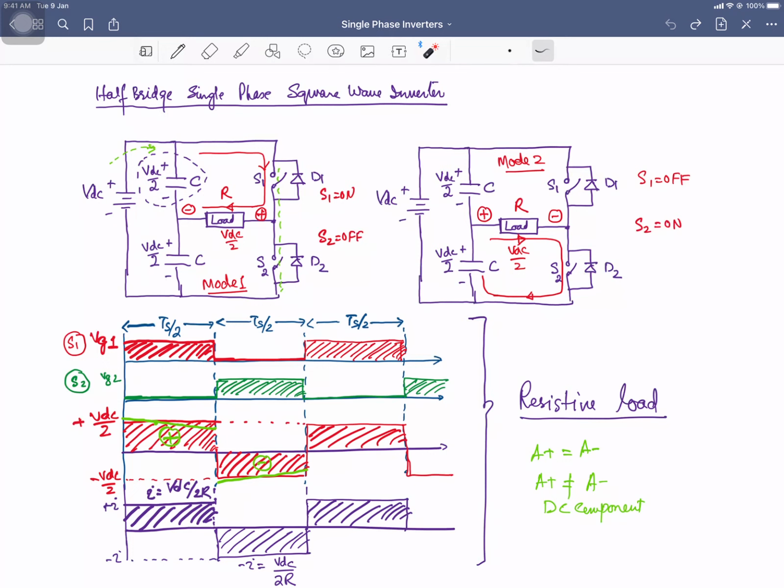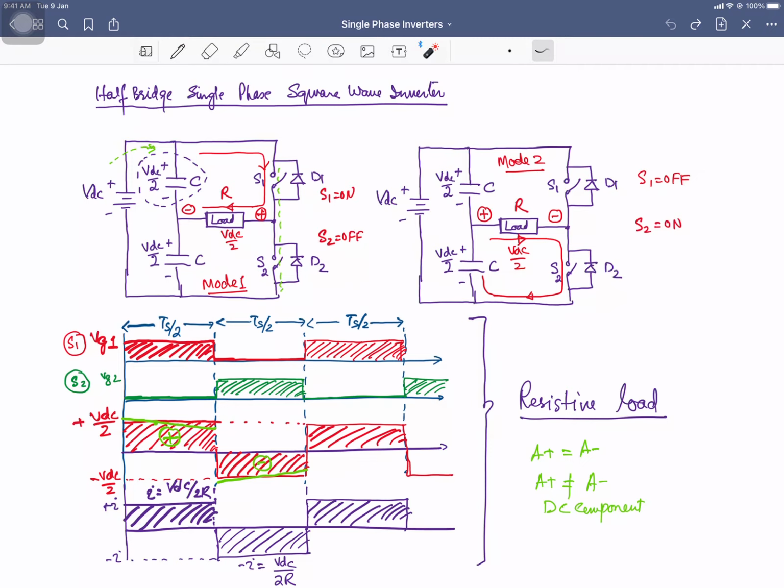Bismillah Rahman Rahim. In the last lecture, we discussed the half bridge single phase square wave inverter in detail. We discussed the operation of the square wave inverter with the resistive and the inductive load.